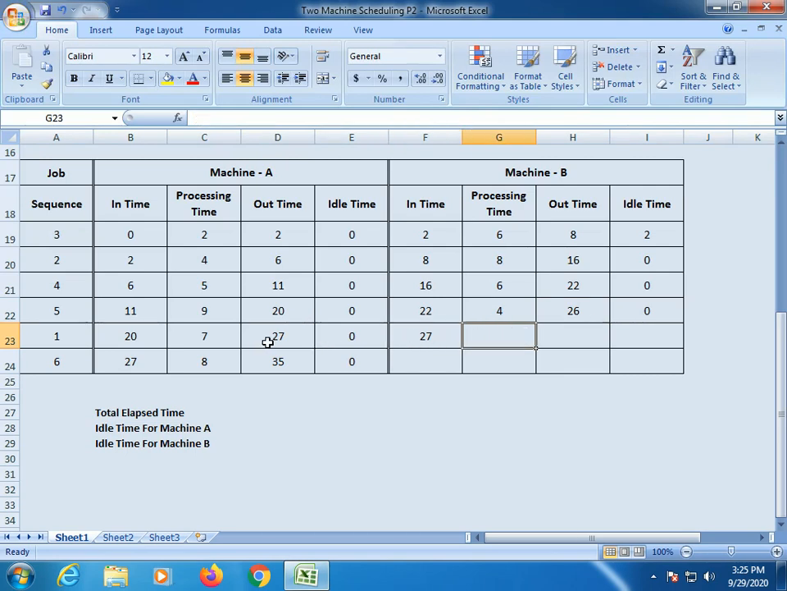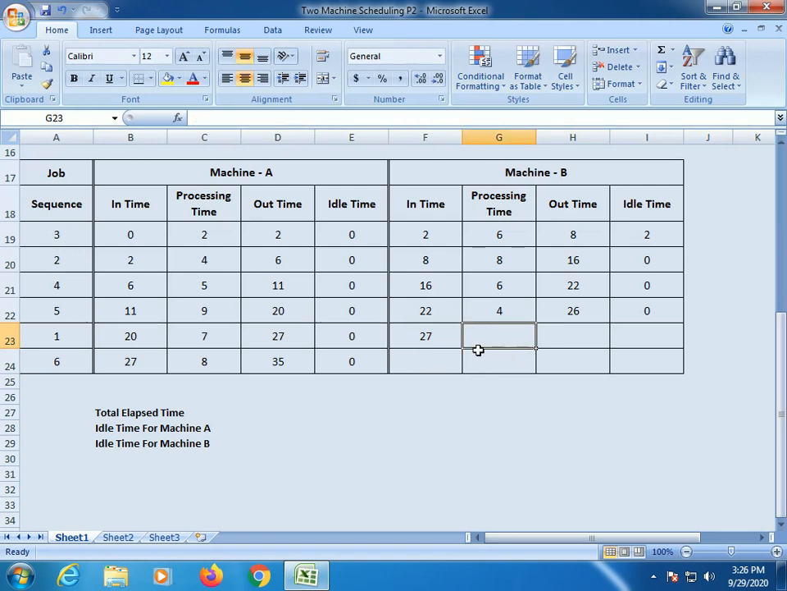Here we have to compare the same job's out time on machine A and the previous job's out time on machine B. So which is greater, that we have to place here. Is the machine ready or is the job ready? Which is ready first? According to those questions we will get the in time here.